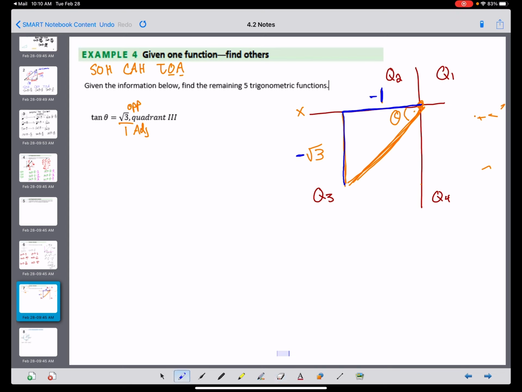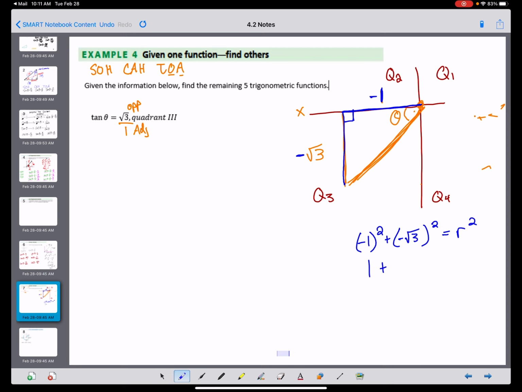All right, so we need the hypotenuse. We know two legs of a triangle and want to find the hypotenuse. It's a right triangle, so we can say a squared, so negative 1 squared, plus b squared, negative square root of 3 squared, equals hypotenuse squared, or I'm going to say r squared. Everybody wants to say c squared, but r connects back to circles, which you'll probably get into at some point.